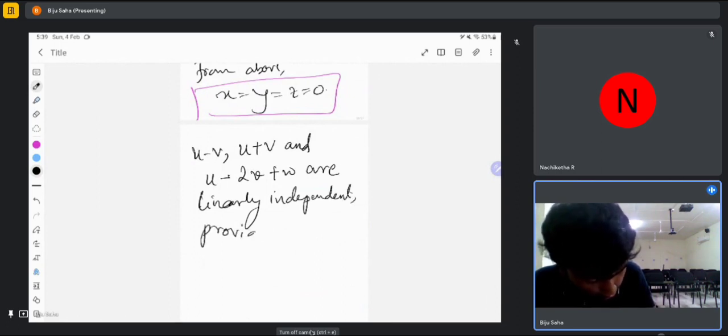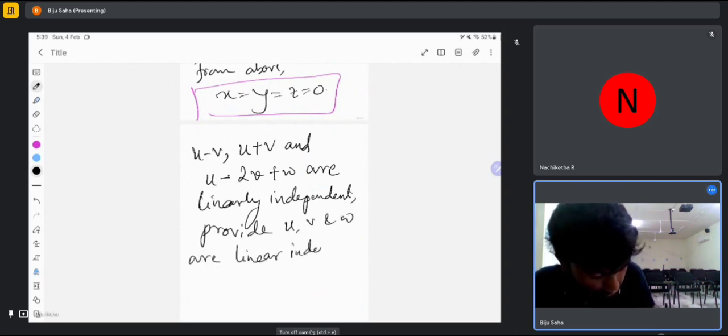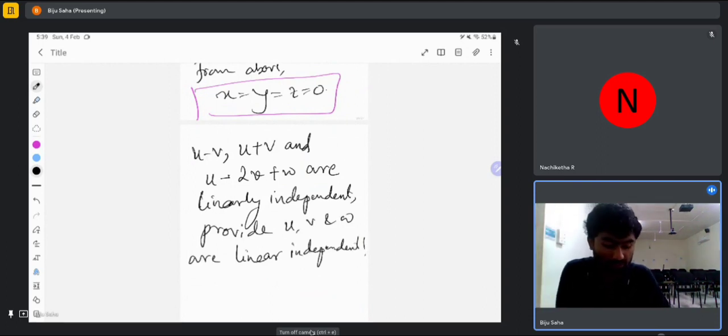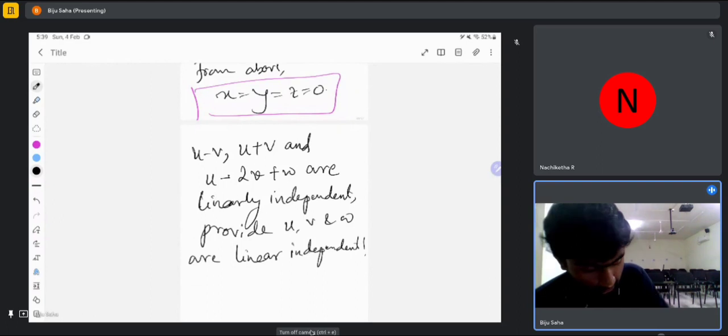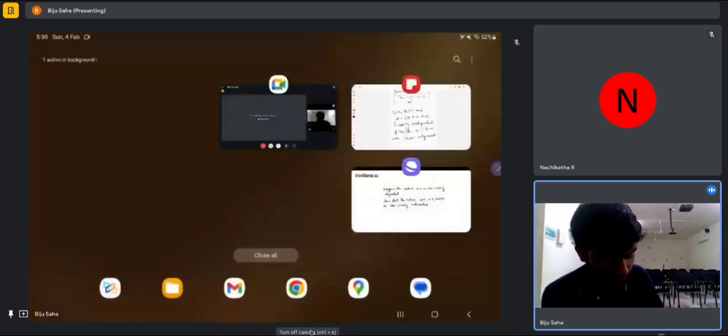Provided, and this is very important, provided u, v and w are linearly independent. Yeah, this is about the linear independence thing. Now let us move to the next problem.